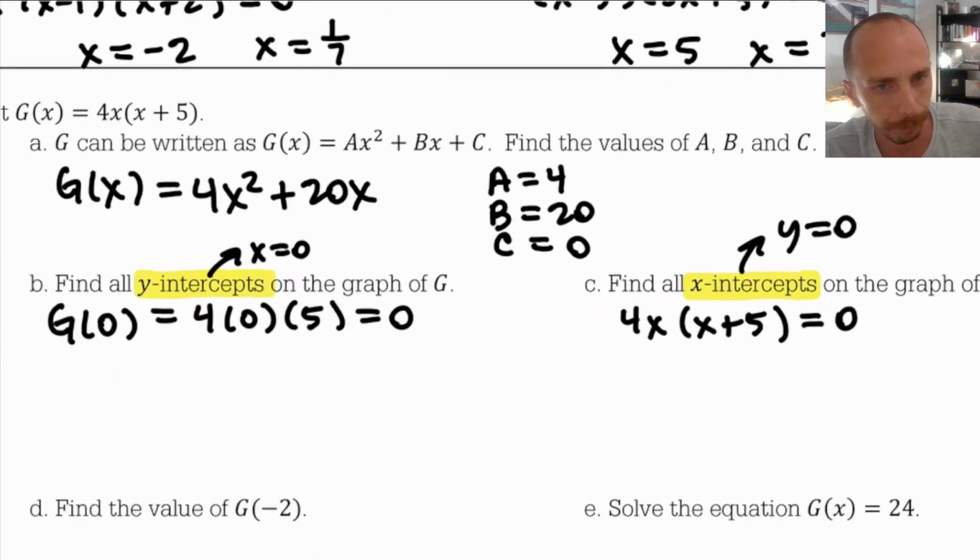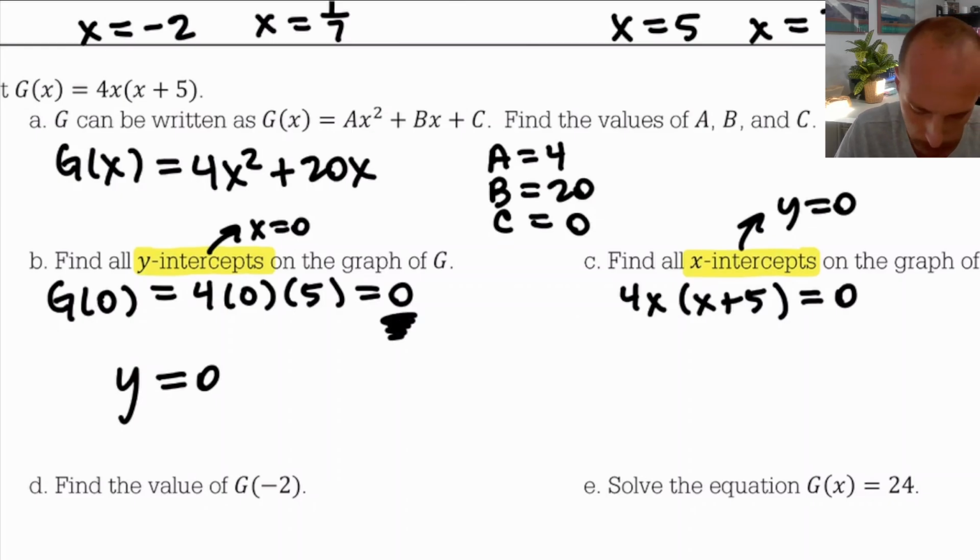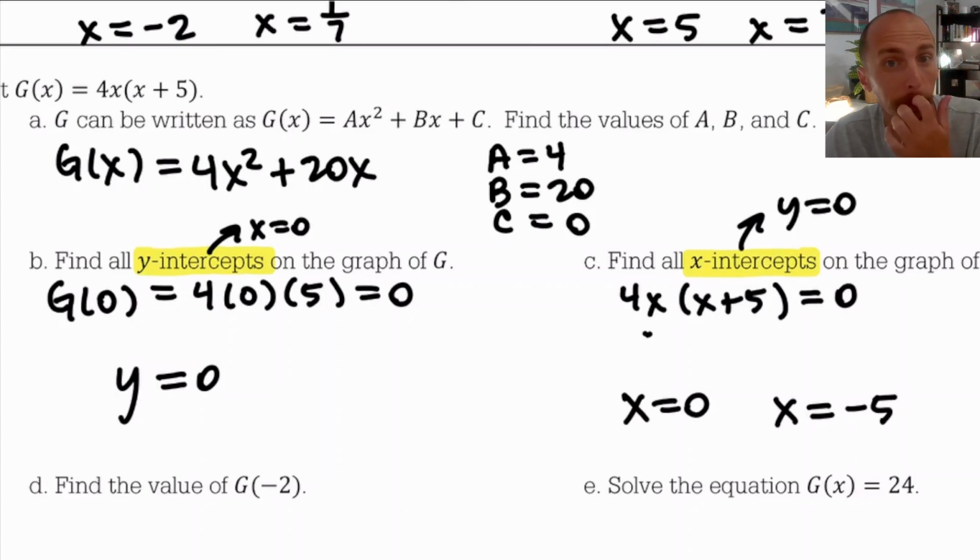But I didn't actually find the values of x. And just to emphasize, g of 0 equals 0, that means my y-intercept is y equals 0 from that 0 right there. For these, I'd either have 4x equaling 0, so that would give me x equals 0, or x plus 5 would be equal to 0, and that would be x equaling negative 5.